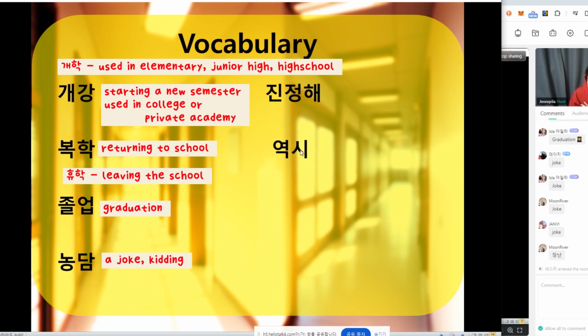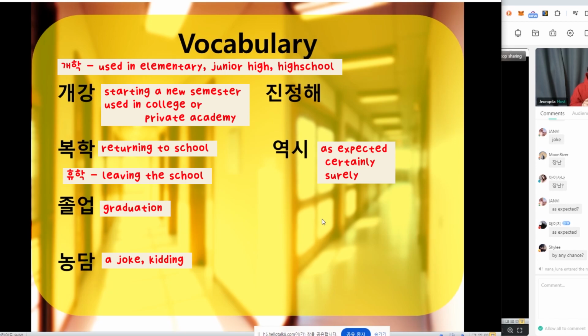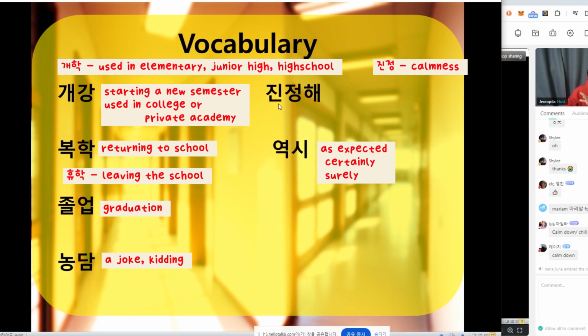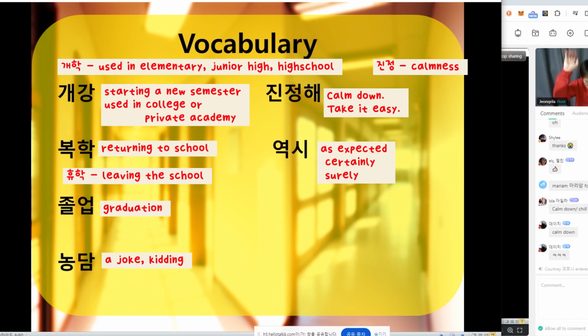자, and the next thing. 역시. What is 역시? Right, Janbi 씨. As expected, or in some context, it can also be translated like for sure, certainly. So anyway, 역시. Okay, and the last expression is 진정해. First, 진정 is a noun. 진정 is calmness. Then what is 진정해? Right, Deiji 씨. Calm down, take it easy. Whoa. I use this phrase to our 화영 씨 many times. Whoa. That is 진정해.